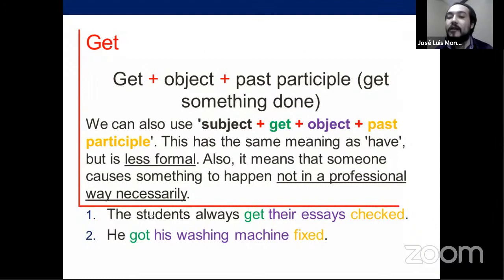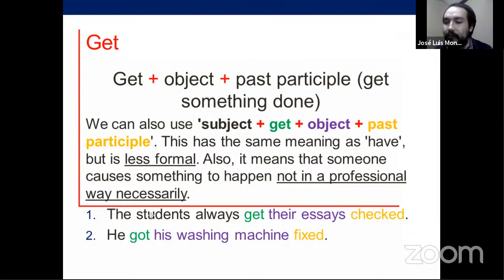The students are not doing that action. So that's the first one. And number two, he is not doing that action, right? Who is fixing the washing machine? Someone else, a professional, right? A relative, a friend, we don't know.